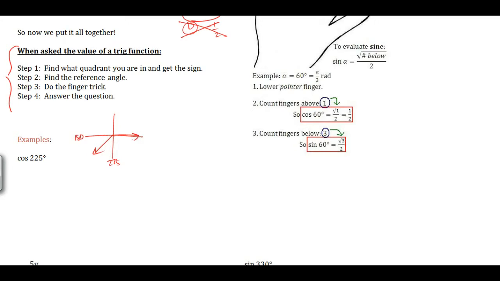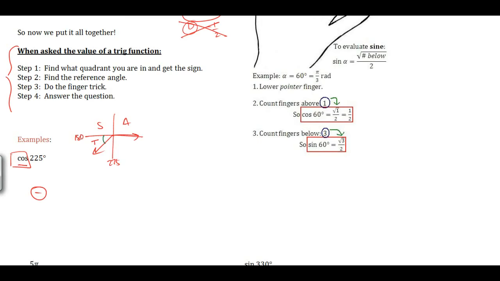That's 225. It's in the quadrant where tangent is positive, in "All Students Take." So since they're asking me cosine, I know the answer is already negative something. So my answer is negative. Okay? So negative answer. Now we figure out the reference angle.